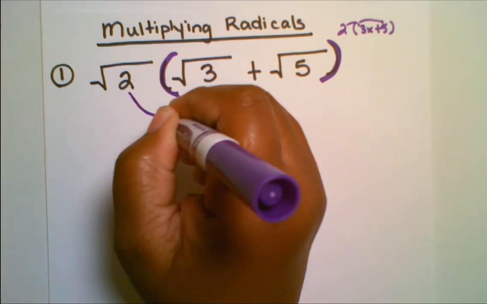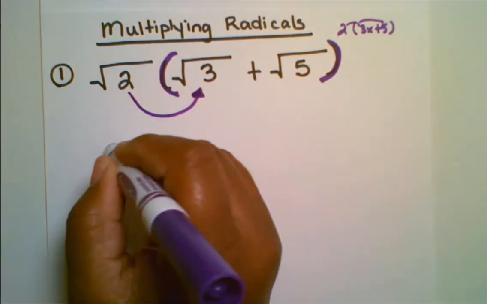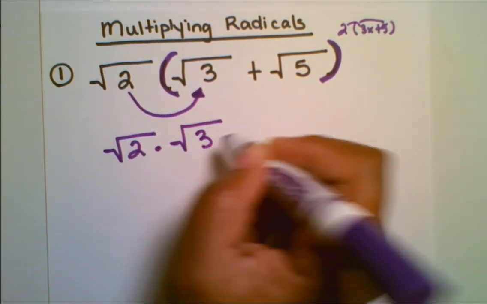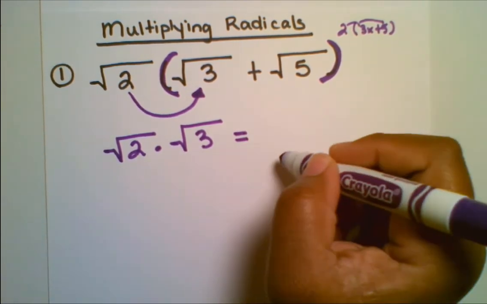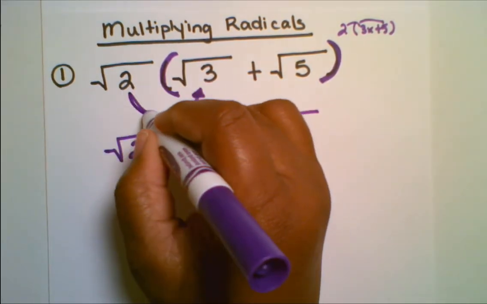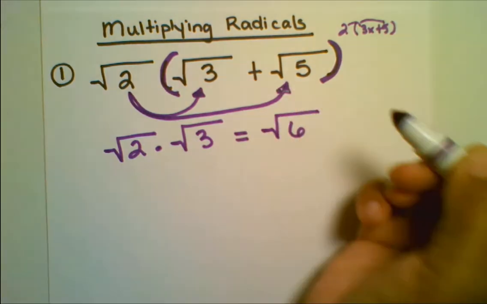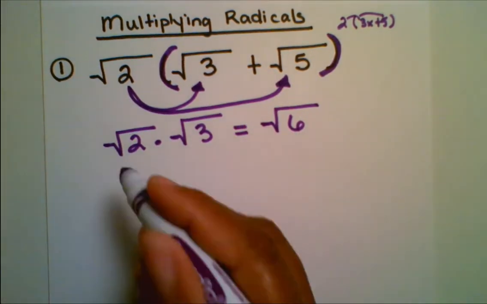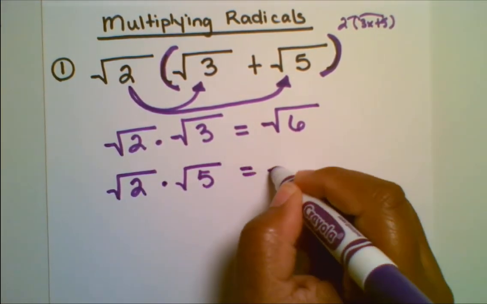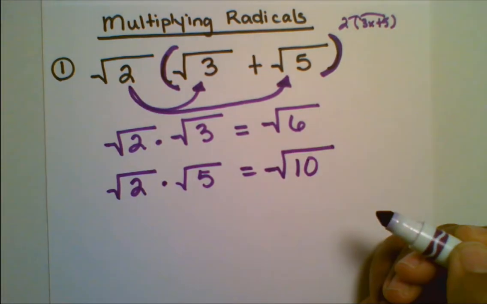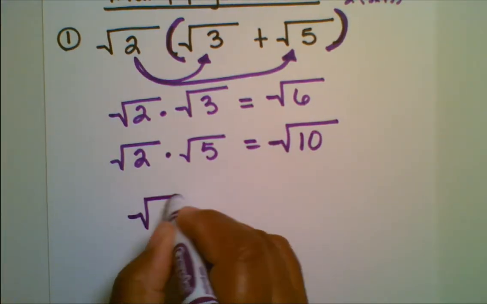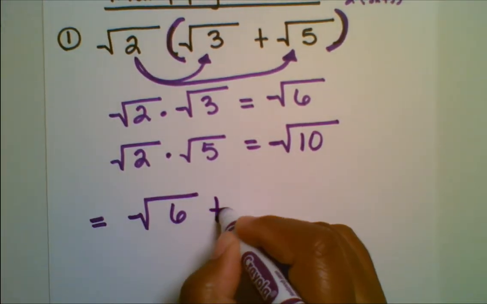So you have the square root of 2 times the square root of 3. Let's show the work to this. Square root of 2 times the square root of 3. Multiply 2 and 3 together, and we have the square root of 6. Then take the square root of 2, multiply it to the square root of 5. Square root of 2 times the square root of 5, we have the square root of 10. Bring the parts together, so we have the square root of 6 plus the square root of 10.